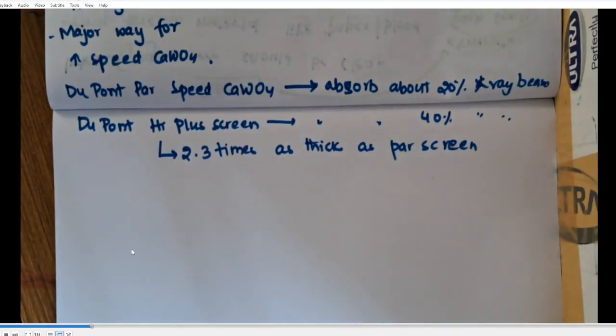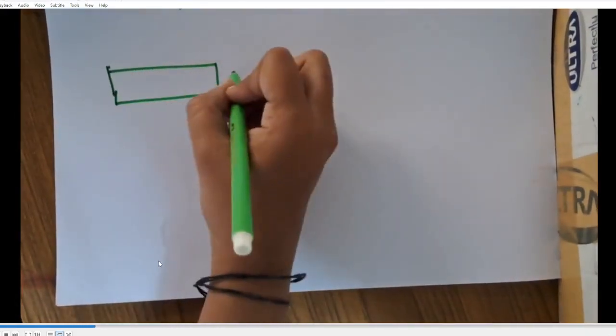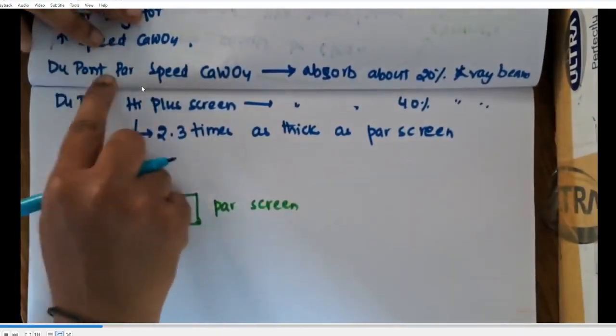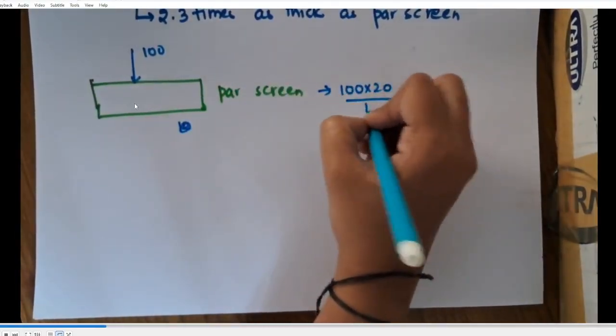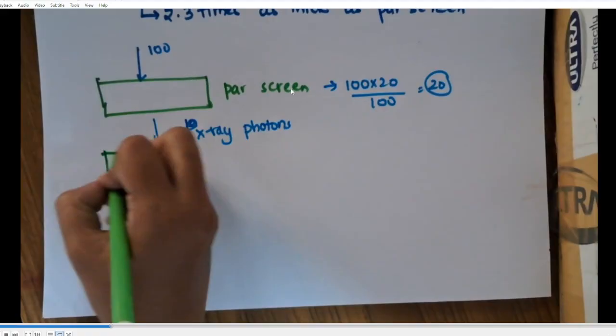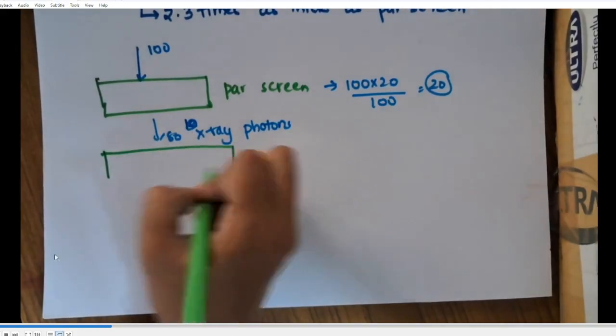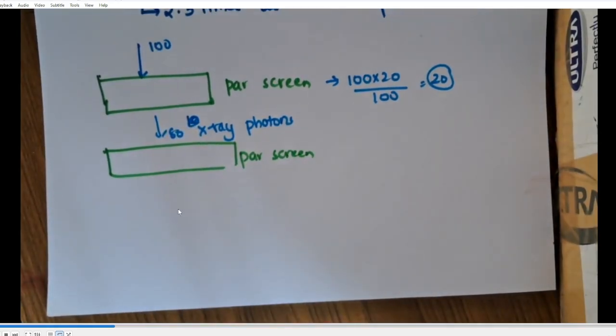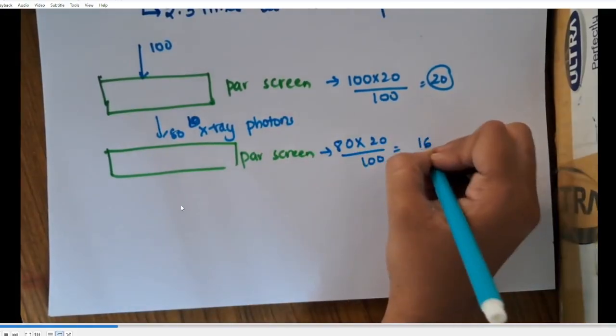For this we have to take an example. For example, if this is a Par Speed screen and 100 X-ray photons strike a pair of Par Speed screens, among these 100 photons 20% are absorbed by the calcium tungstate screens. That is, 20 X-ray photons are absorbed, whereas 80 X-ray photons will pass through. A second Par Speed screen is placed in the path of these 80 X-ray photons.